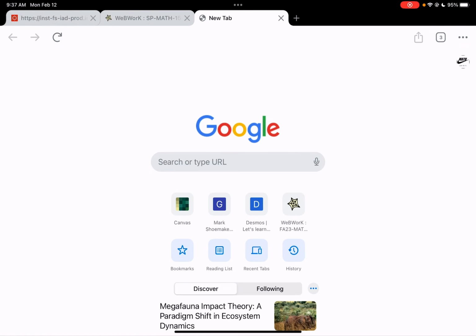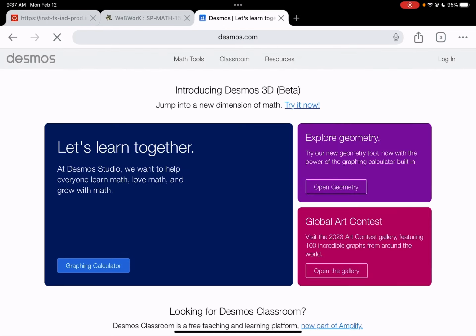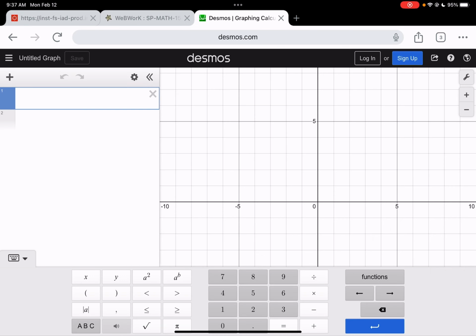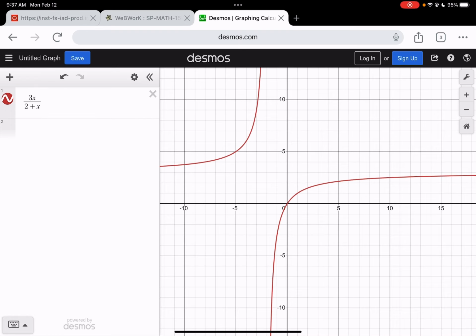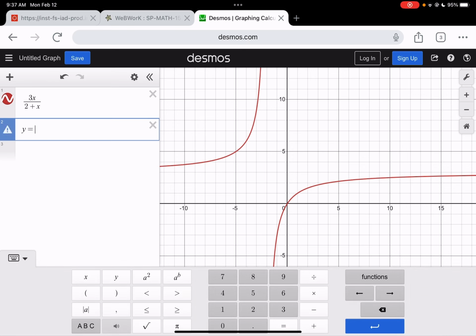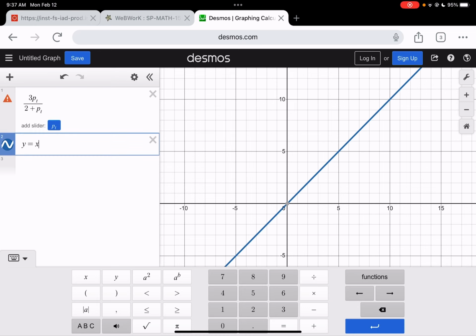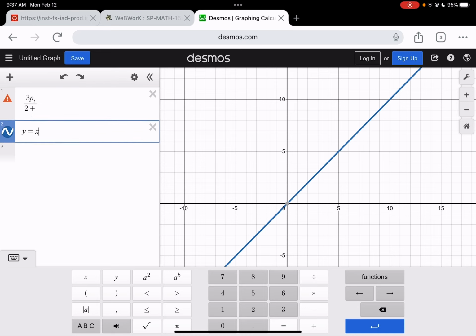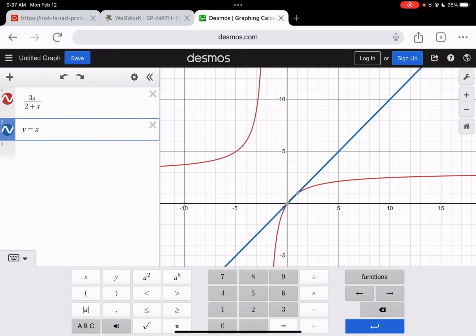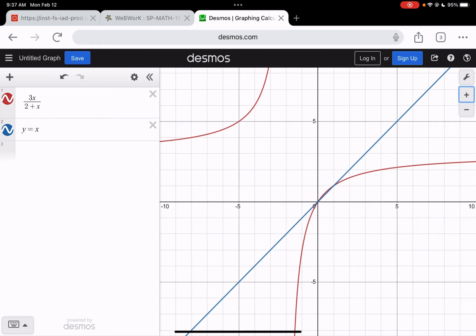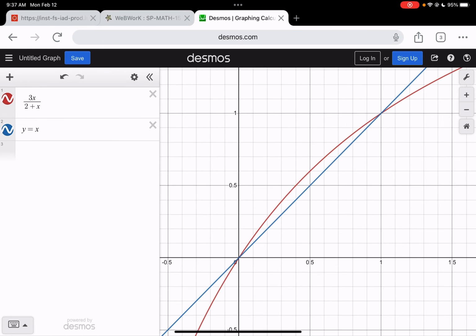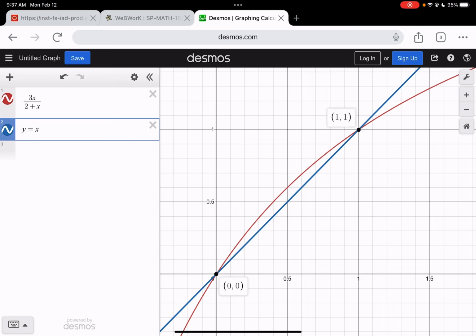Over here, let's get some Desmos. There you go, graphing calculator. And I believe I said 3x divided by 2 plus x. And we're also going to care about the line y equals x. Everywhere there's x, I could have done p sub t, but then it wants a slider. It doesn't like that, right? So I'm just going to do x, and we know that what I mean is the p sub t's. Okay, let's zoom in. Now you can see there's 2 equilibrium points: there's 0, 0, and there's 1, 1.